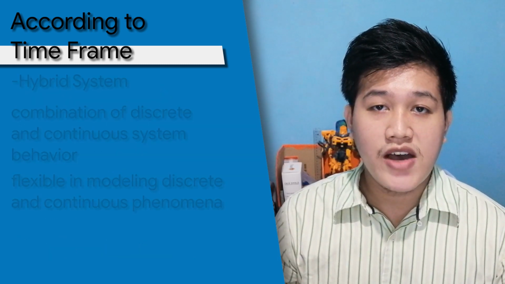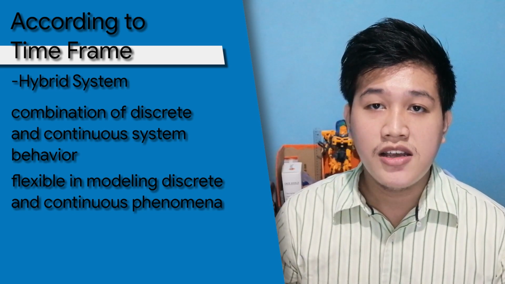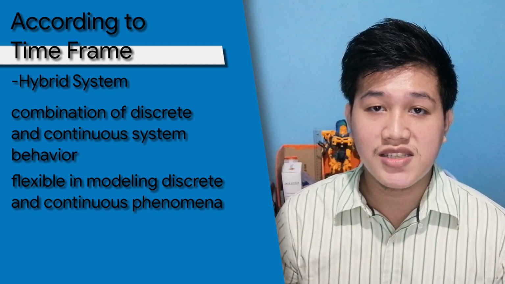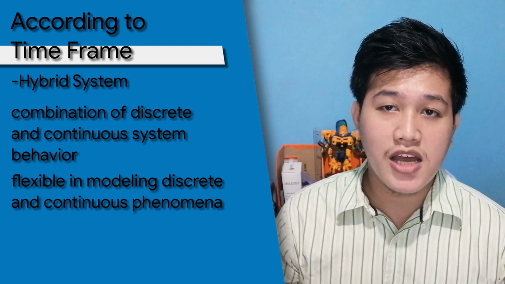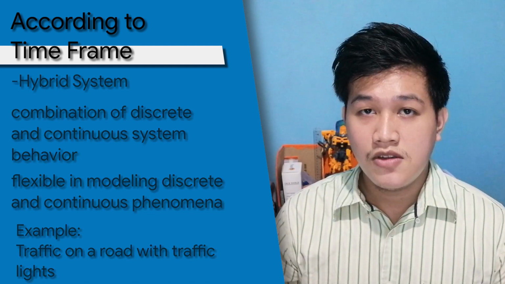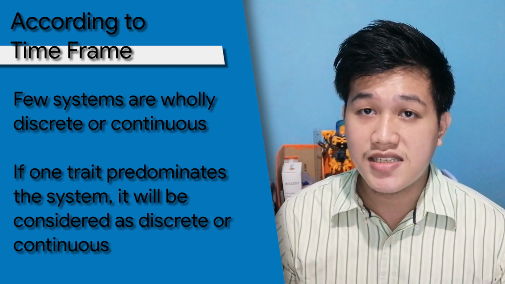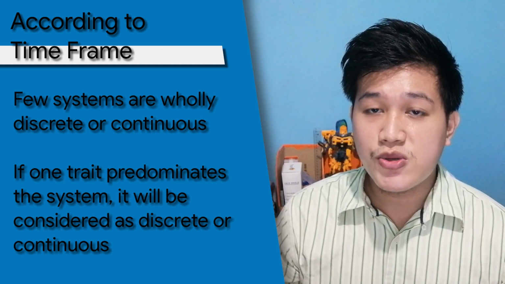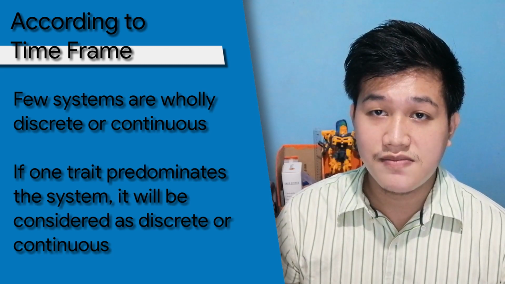And lastly, we have hybrid system, a combination of continuous and discrete dynamic system behavior. A hybrid system has a benefit of encompassing a larger class of system within its structure, allowing more flexibility in modeling continuous and discrete dynamic phenomena. For example, traffic along a road with traffic lights. Just remember that few systems in practice are wholly discrete or wholly continuous. But since one type of change predominates for most systems, it will usually be possible to classify a system as being either discrete or continuous.